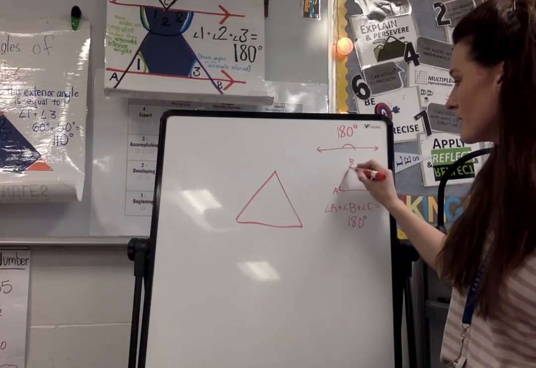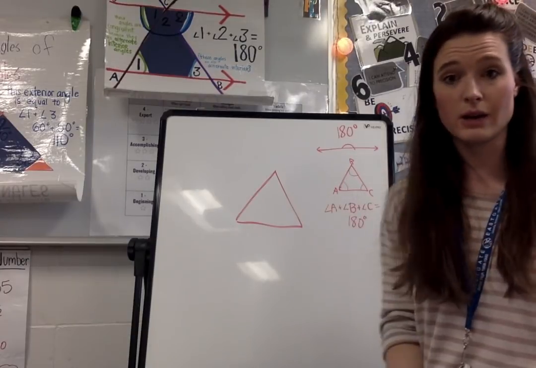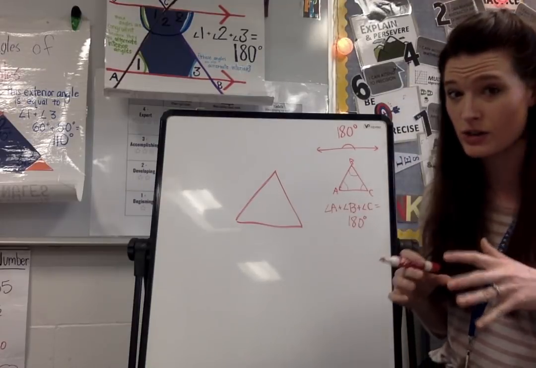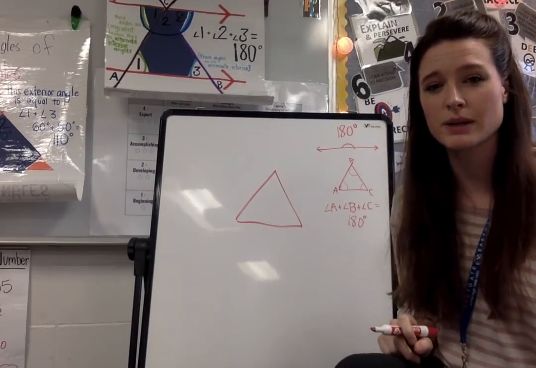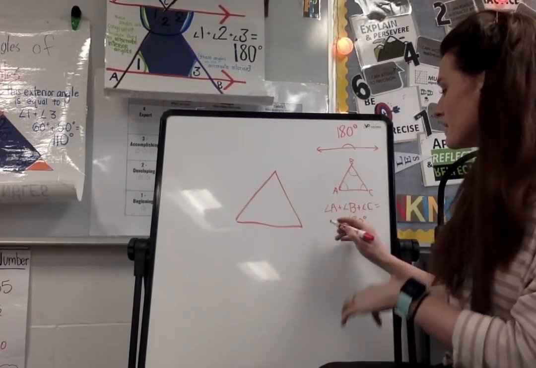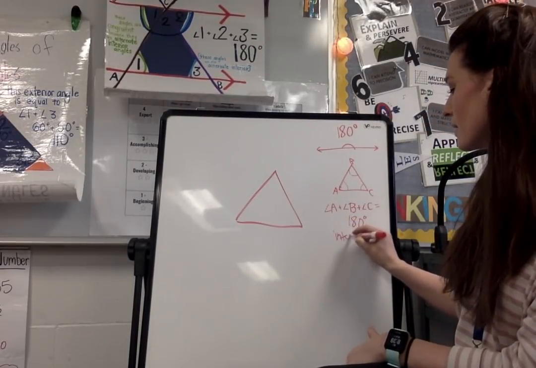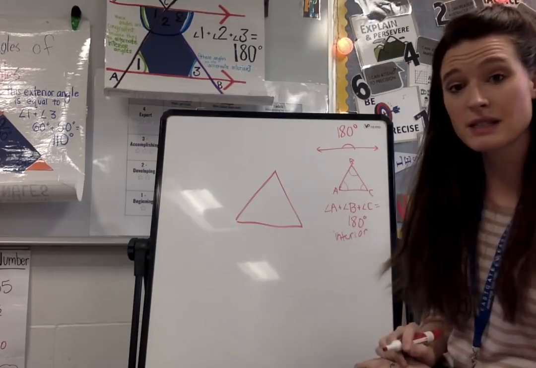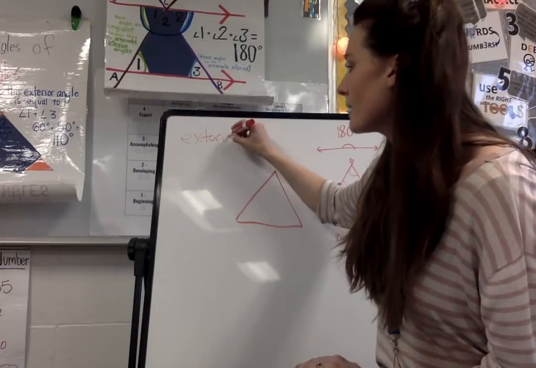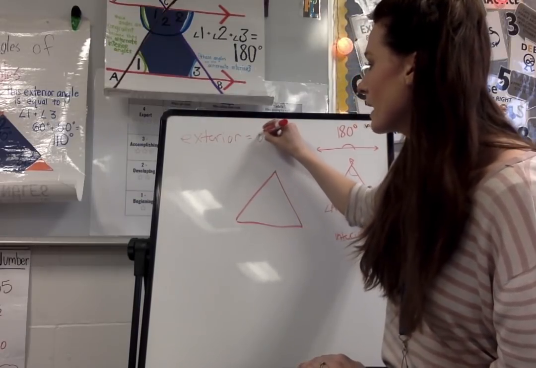This is the interior angles of a triangle. Interior angles means inside, like if you're an interior designer. So today in your notes we're going to talk about exterior angles. If interior is the inside, exterior is going to be the outside. So exterior angles are on the outside.